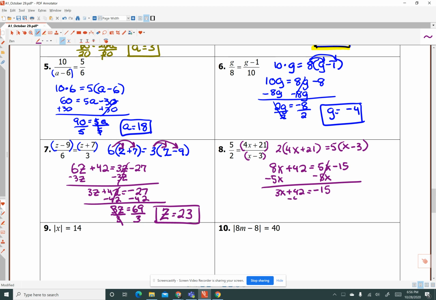And we'll subtract 42 from both sides, which will give us 3x. I'm sorry, this should have been a subtraction. Let me just fix that. I put an addition there. Okay. 3x equals negative 57. Now we divide both sides by 3, and x equals negative 19.